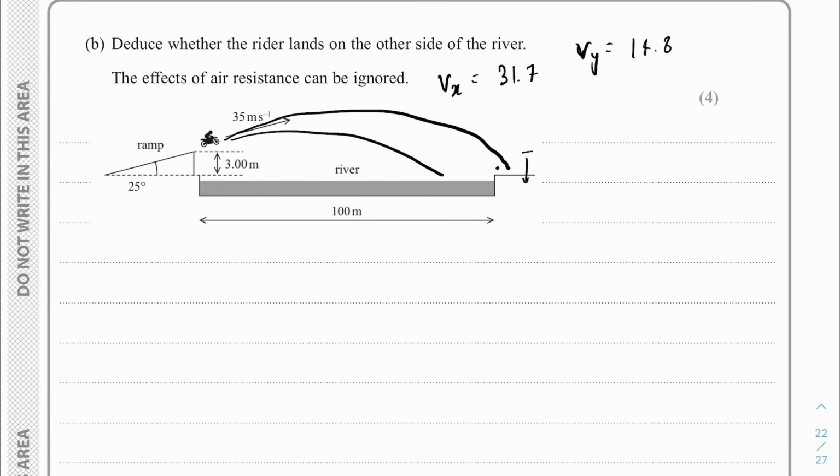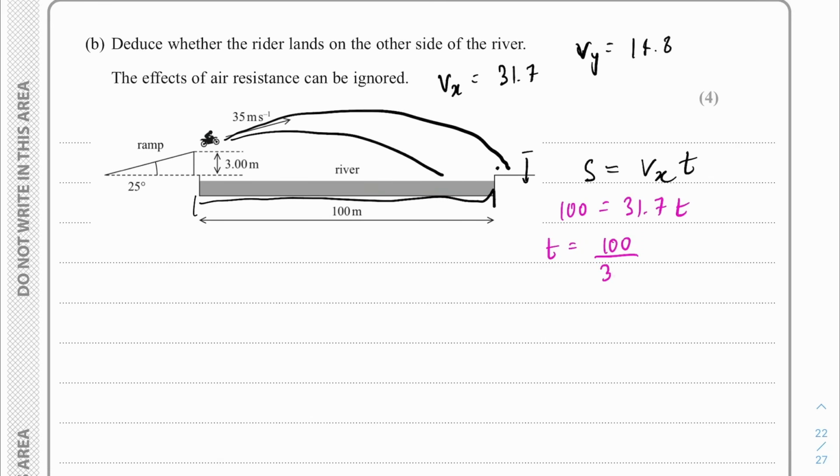First, we need to find how long it takes for him to travel 100 meters. We can do that with distance equals Vx times time. So 100 equals 31.7 times time. Time for the rider to travel 100 meters is 100 divided by 31.7. This gives us 3.15 and a long decimal, seconds. Okay, so now we know the time.